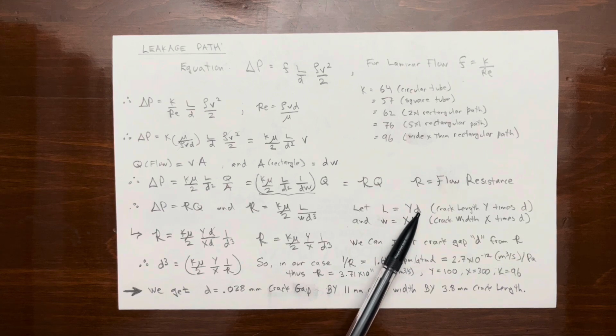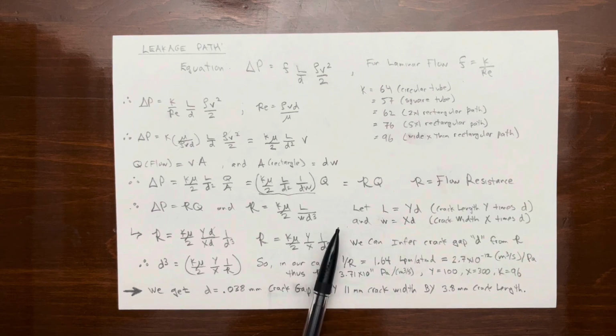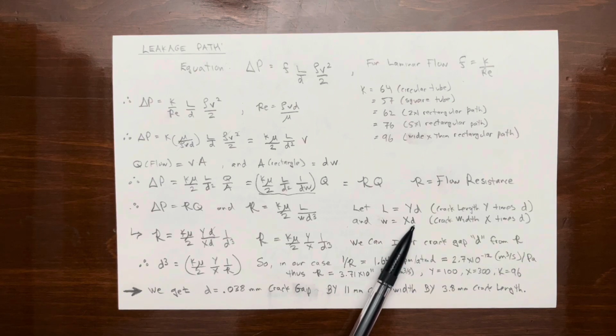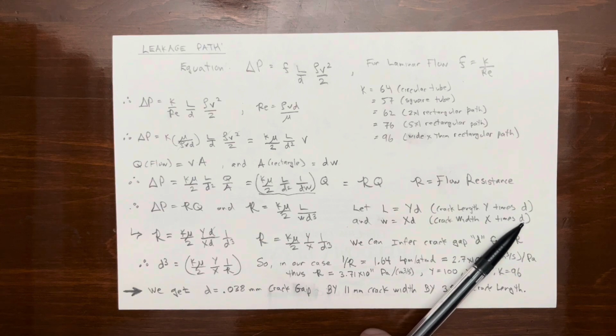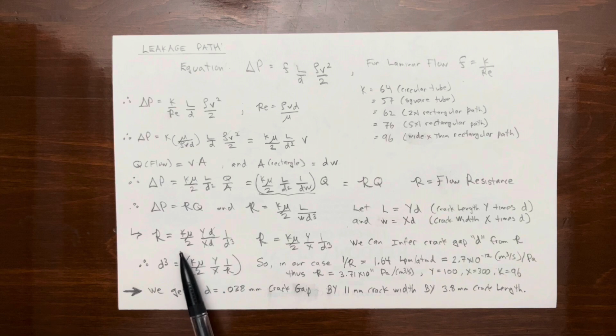So for example, if the crack gap was 0.1 millimeters and Y was 10, then that means that the length was 1 millimeter. I'm going to do the same thing for the crack width. That's some factor times the crack gap, so that the crack width is X times the gap, small d. So once I substitute those into the equation of resistance, the d's cancel, and you have resistance equals K mu over 2, Y over X, and 1 over d cubed.